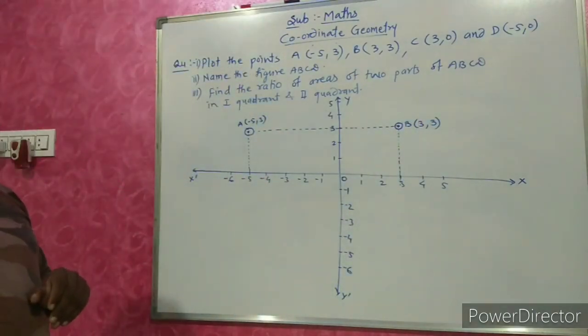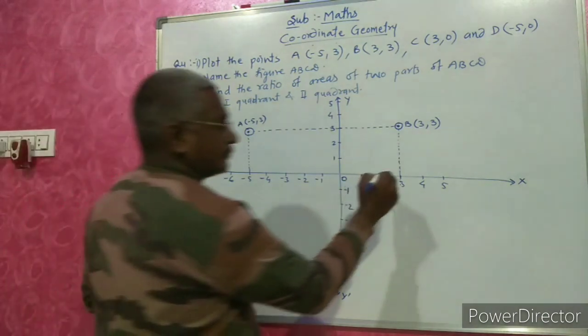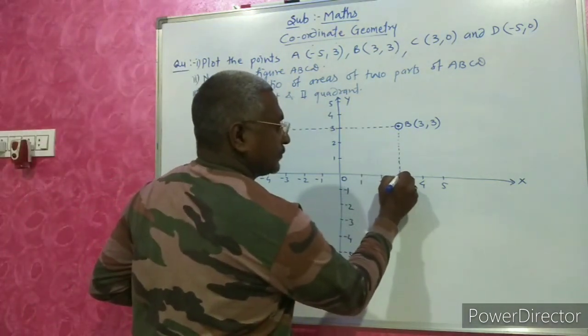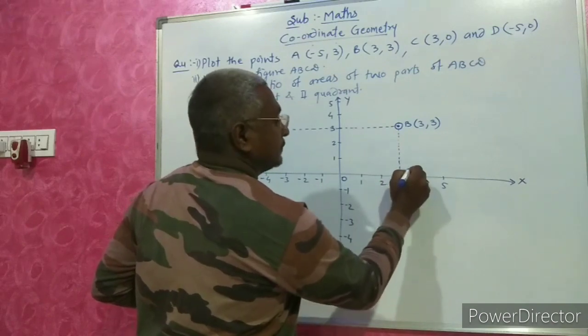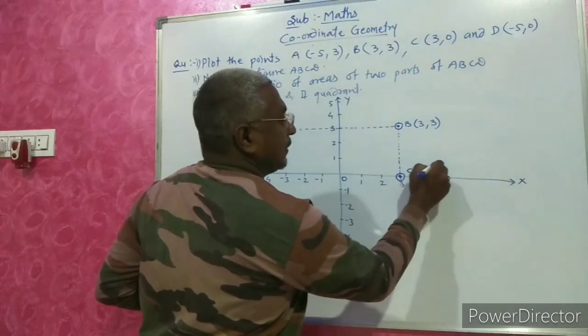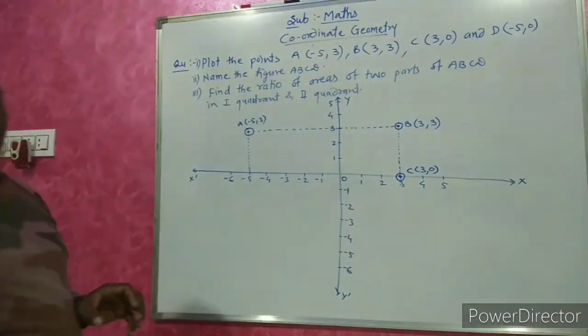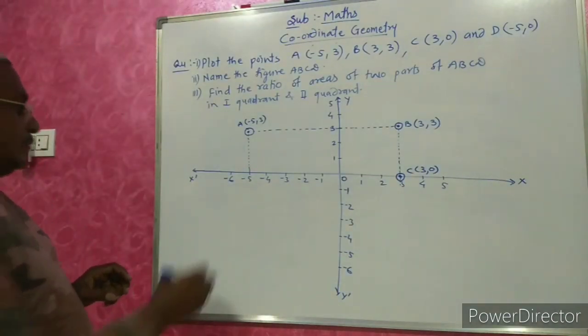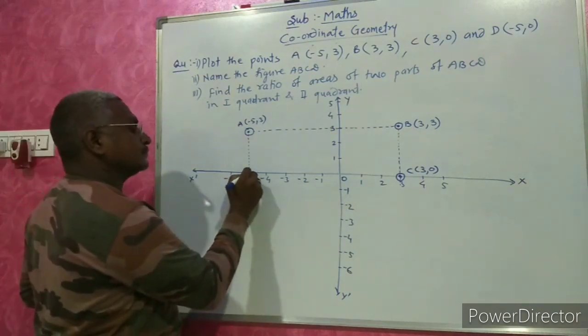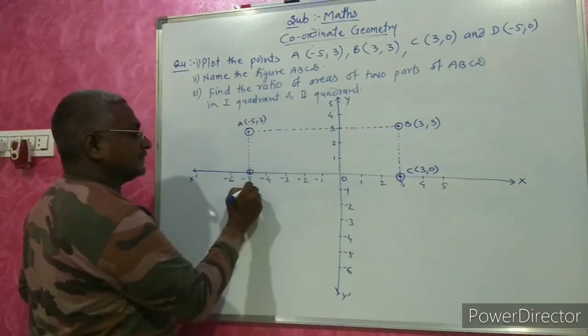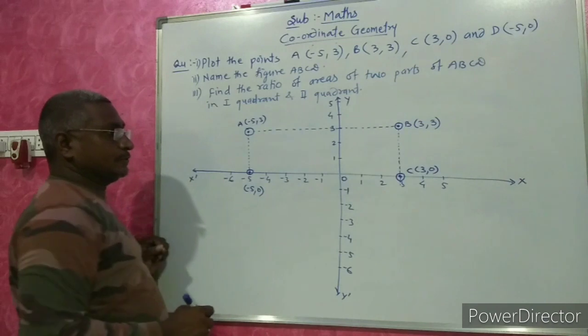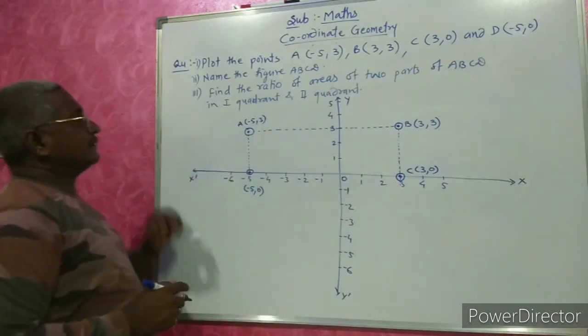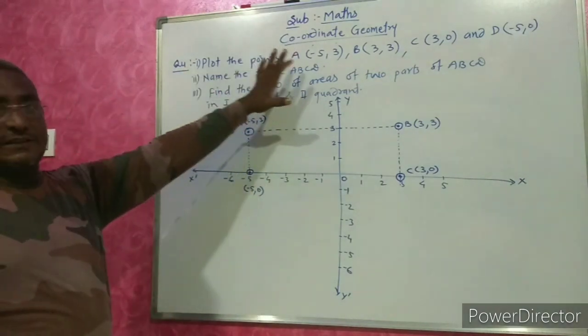Third point, (3, 0). This is C (3, 0). And the fourth point, D, is (-5, 0). Now we have plotted these points as per the instruction.